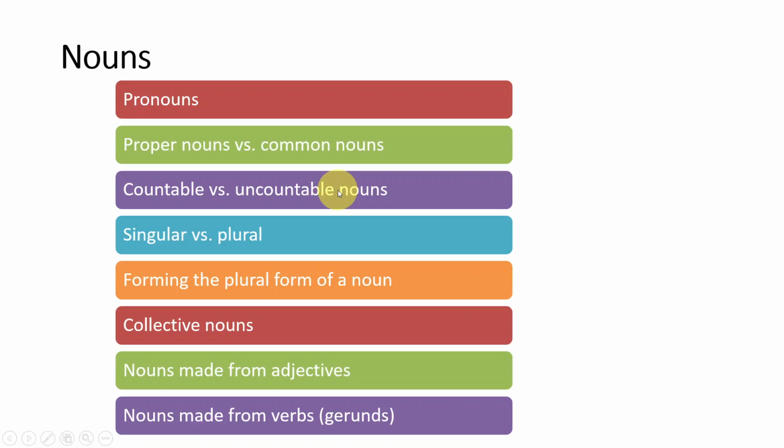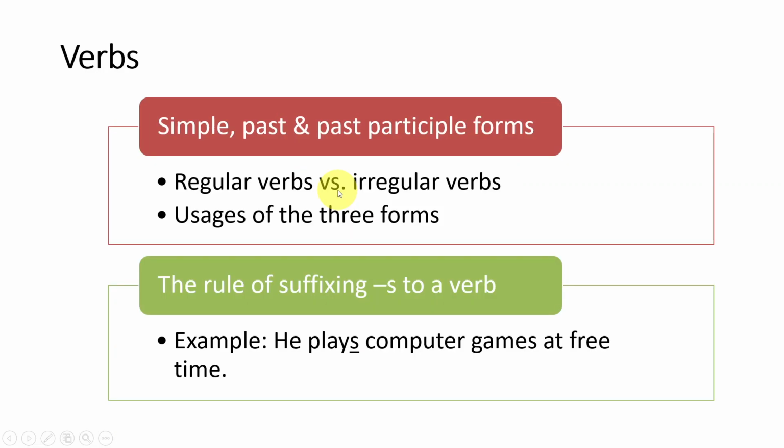So let's look at the second part, the verbs. Even the simplest possible sentence must have a verb. When it comes to verbs, what are the grammatical rules that we have to concentrate on? Verbs have three forms: the simple form, the past form, and the past participle form. We must know the usages of those forms and how to form the past and past participle of a verb. There are some rules and patterns. There are regular verbs and irregular verbs. And even in the irregular verbs, there are patterns.